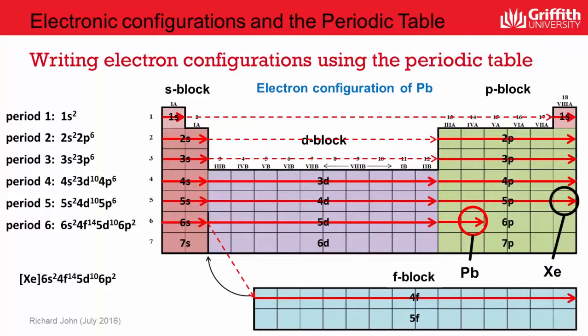So there you have it. If we've been able to write down the electron configuration for lead at number 82, we can write down the electron configuration for any element in the periodic table using the same approach.